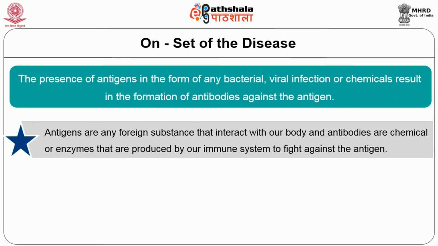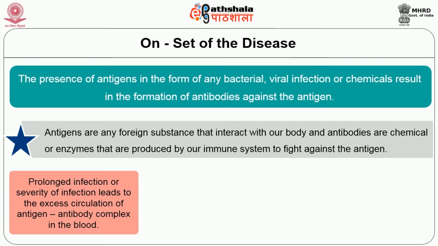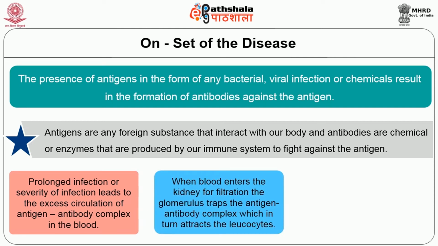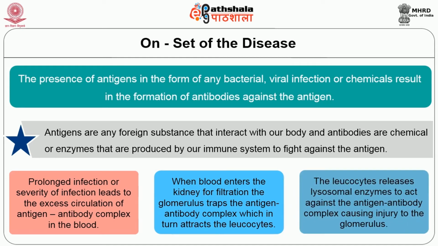Antigens are any foreign substance that interact with our body, and antibodies are chemicals or enzymes that are produced by our immune system to fight against the antigen. Prolonged infection or severity of infection leads to the excess circulation of antigen-antibody complex in the blood. When blood enters the kidney for filtration, the glomerulus traps the antigen-antibody complex, which in turn attracts the leukocytes. The leukocytes release lysosomal enzymes to act against the antigen-antibody complex, causing an injury to the glomerulus.